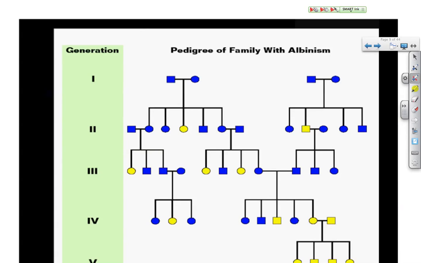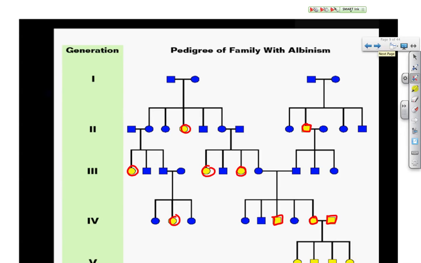And albinism, we know, is a recessive trait because we can track its pattern in a pedigree chart. For example, in this pedigree chart, the symbols that are colored yellow indicate individuals with albinism, right? And you'll notice that the squares, which are males, do have albinism, and there are females that have albinism. And you see some interesting patterns.